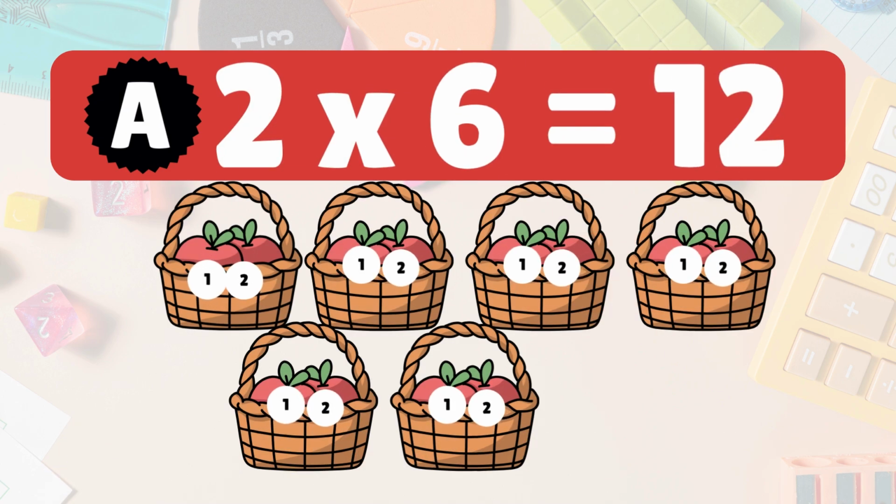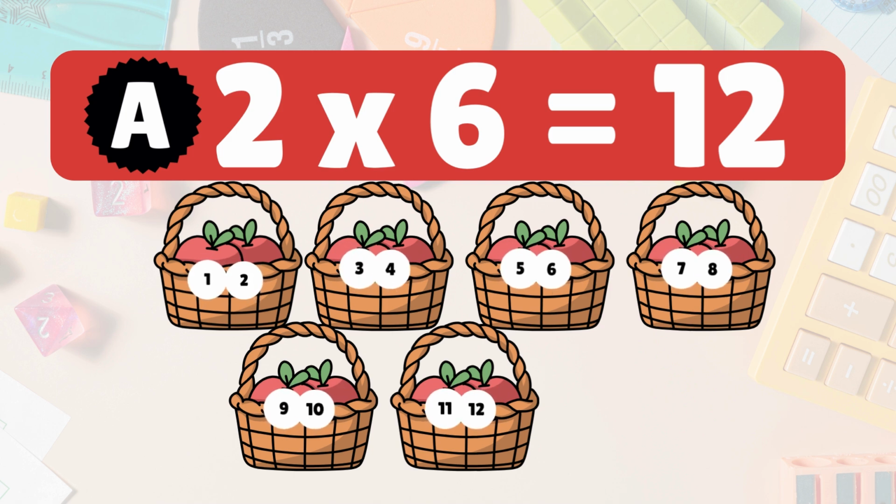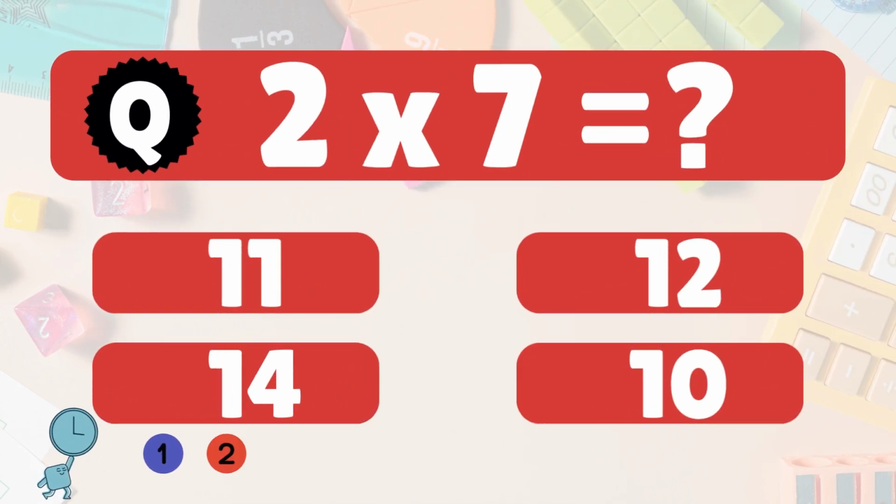Two times 6 is 12. Here we have 6 groups of 2 apples each. Let's count them all. 1, 2, 3, 4, 5, 6, 7, 8, 9, 10, 11, 12. So, 2 times 6 is 12 apples. Next, 2 times 7 is what?